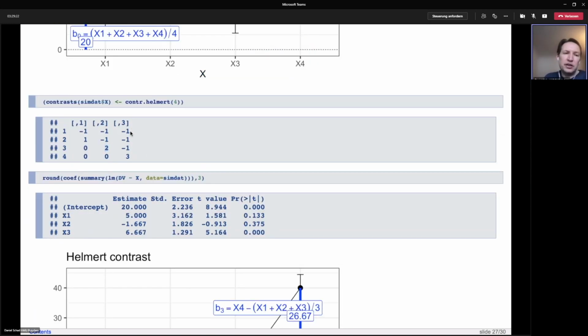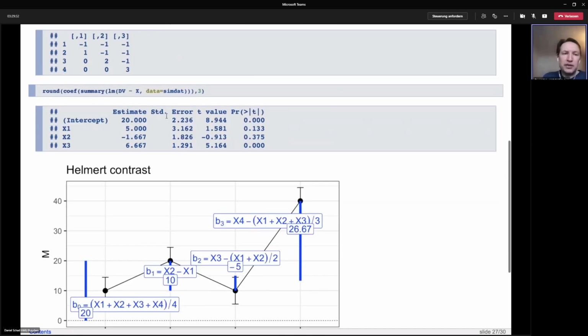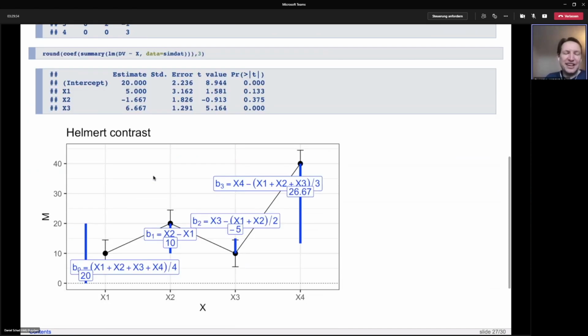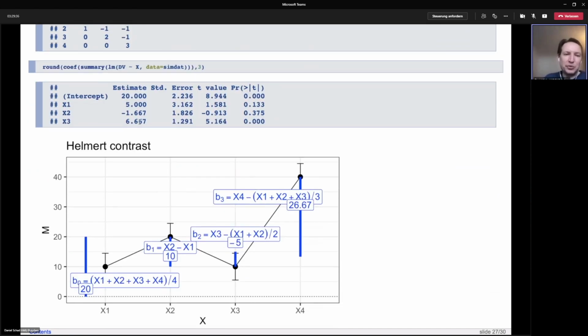And the last contrast codes the comparison of the first three conditions against the last: -1, -1, -1, and +3. So now we run this model again, but we see that things don't work out as we expect. The intercept measures the mean of 20, that works out, but the slope for x1 for the first contrast is actually 5, but it should be 10 here. So this is only half of what we want to estimate.